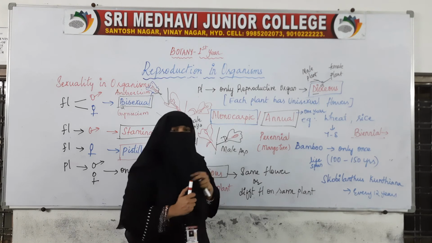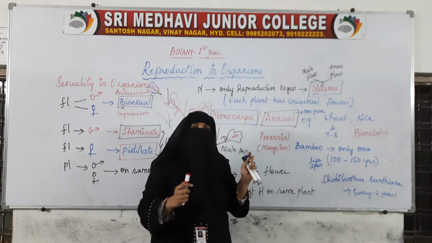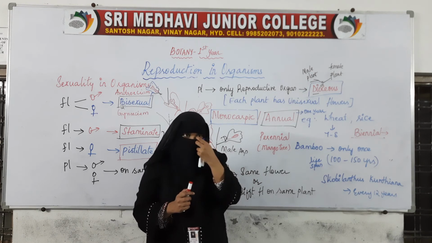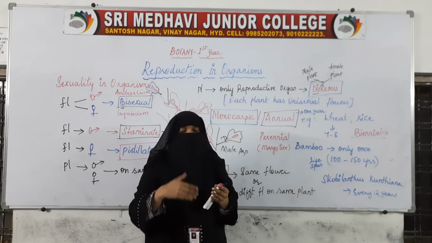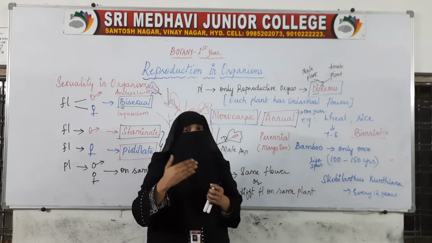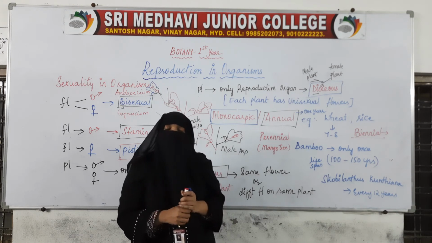Then perennial plants. Perennial plants live for many years. Over many years they produce flowers many times. They live for many years and they produce flowers many times.